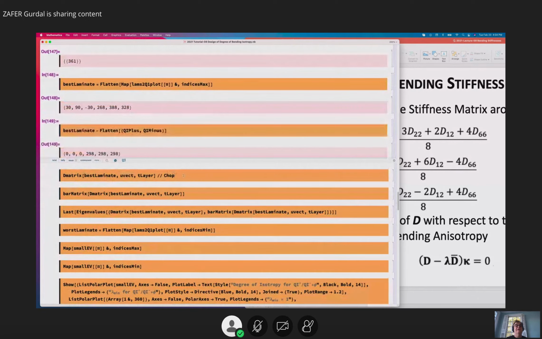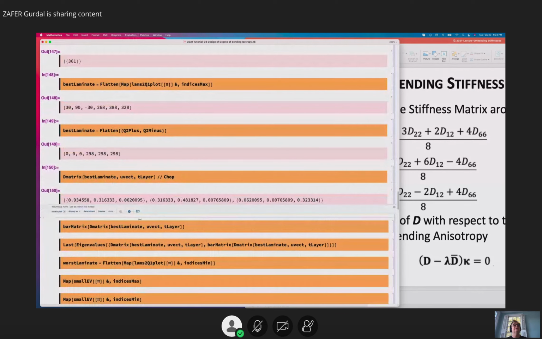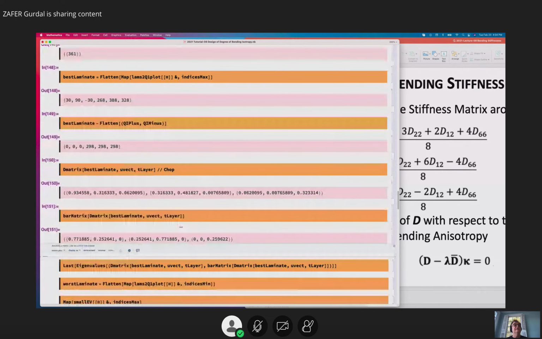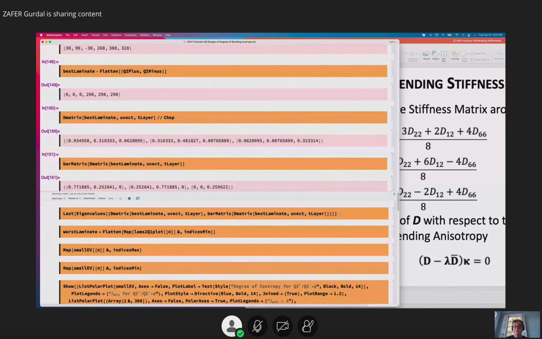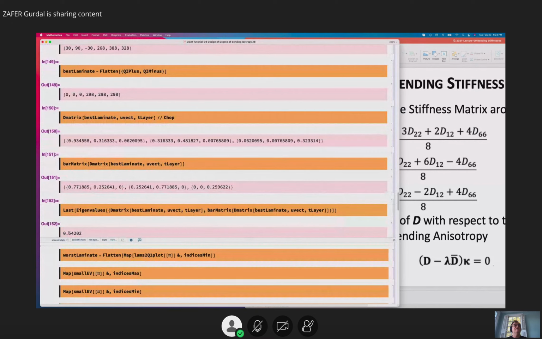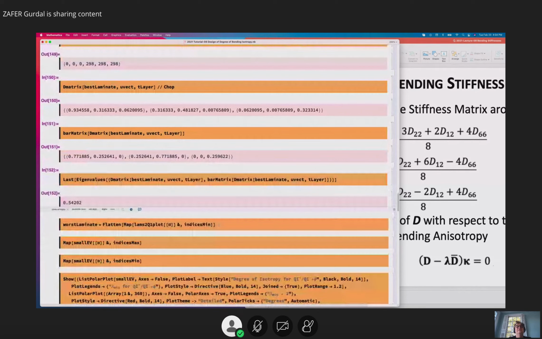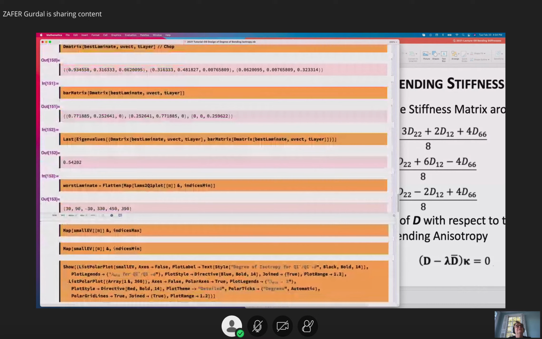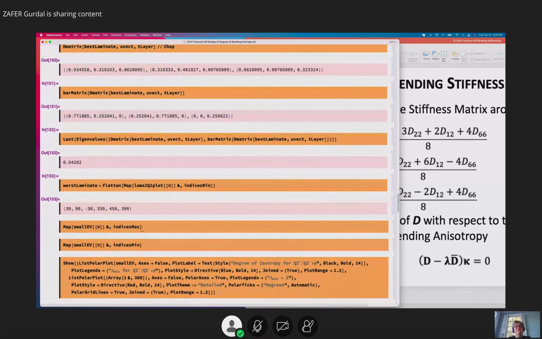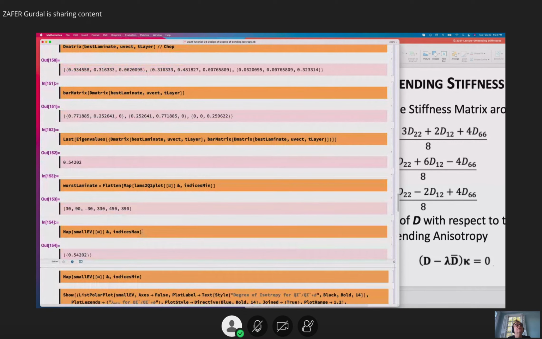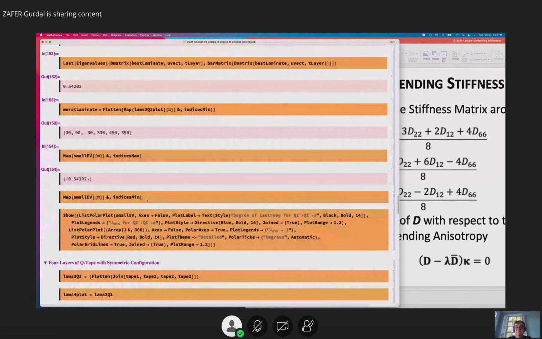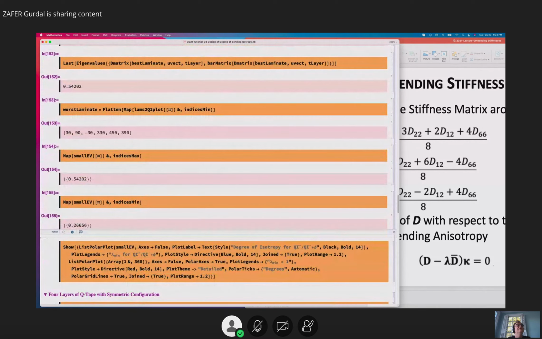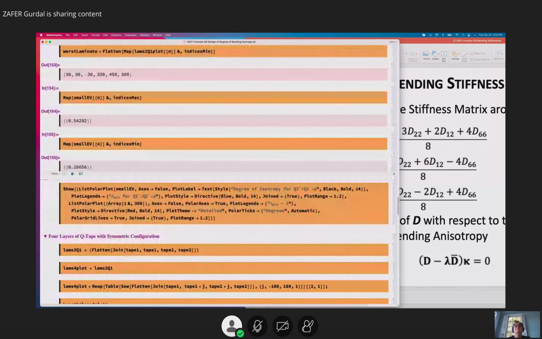And the D matrix for the best laminate is this. This is the bar matrix for it, and the eigenvalues for it. And the value it reached is 0.54. Reverse laminate is the other one, and it's this one. And the smallest value for that is 0.266. So it didn't go anywhere.